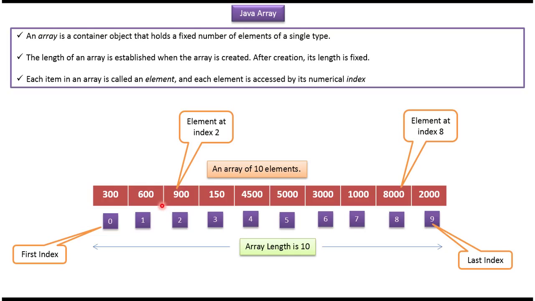An array is a container object that holds a fixed number of elements of a single type. The length of an array is established when the array is created. After creation, the array length is fixed. Each item in an array is called an element, and each element is accessed by its numerical index. We will see one example now.